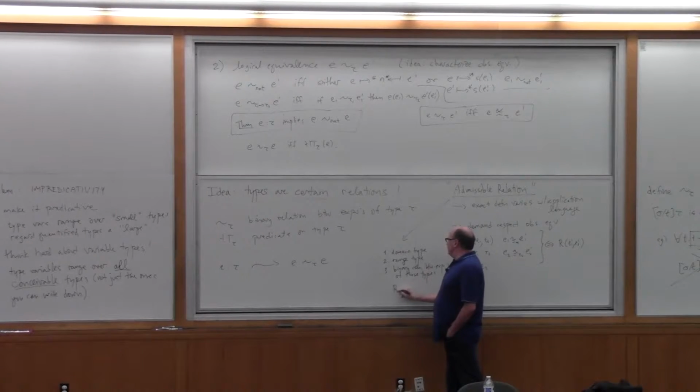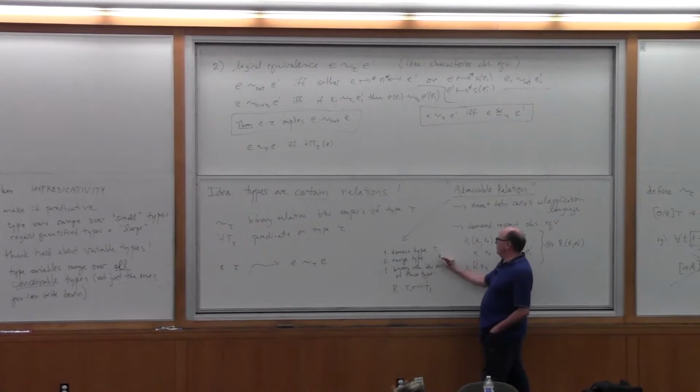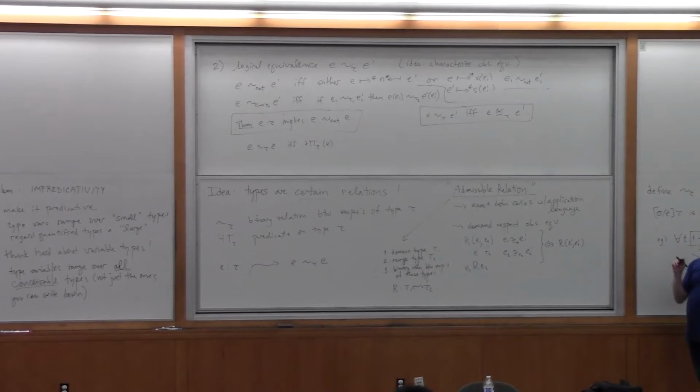So I will write that as R relates tau 1 to tau 2, if this is tau 1 and that's tau 2. Okay, I'll write it like that. Such that I want respect for observational equivalence. Okay, that's the thing I want. For technical reasons, which I'm going to develop in a moment, I'm going to need an additional condition on admissibility for the purposes of the proof. And then when I'm done with the proof, we'll see that the additional condition actually isn't additional anyway. Okay, good. All right, so that's my notion of admissible relations.